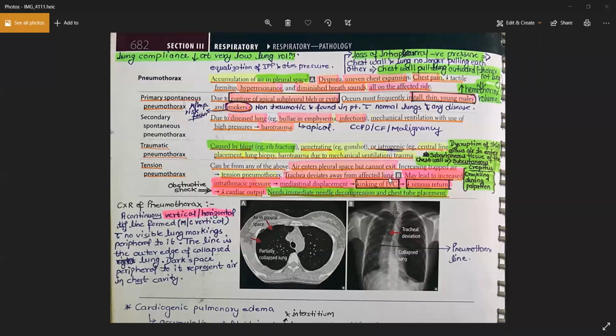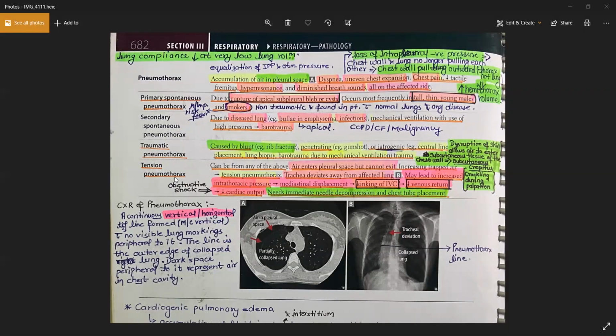So again, you will have a loss of cardiac output from the right side of the heart. Obstructive shock will develop in these patients. So you will encounter a patient who, just an hour or 2 hours ago, developed uneven chest expansion, chest pain, dyspnea, shortness of breath, and all these things. And now he's also developing shock. You will immediately know that this patient is having a tension pneumothorax.